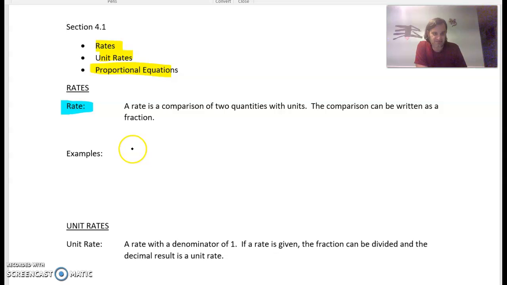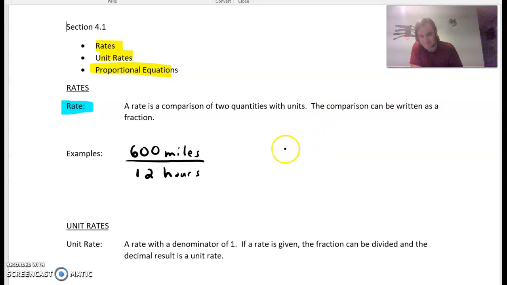We might travel, let's say, 600 miles in, let's say, I need a reasonable number here, 12 hours. So this is two quantities, 600 and 12, and there's two units here, miles and hours. They could be the same unit, but usually they'll be different types of units. But it's a comparison. 600 miles, and usually we think about that as 600 miles in 12 hours.